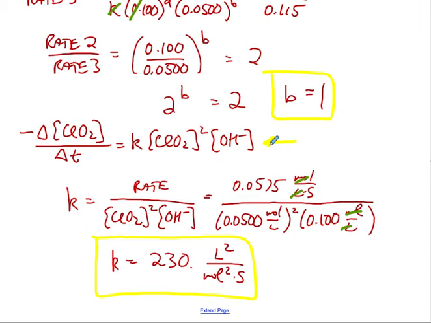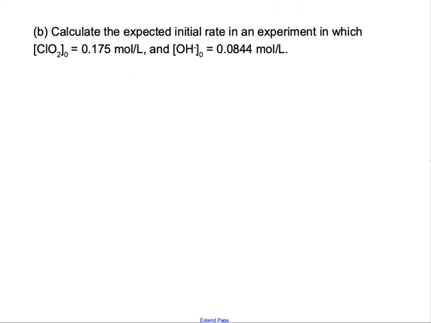Now, once you have the rate law and the numerical value of the rate constant, you can use it to calculate the instantaneous rate of reaction given any concentrations. Remember, the whole point of a rate law is it expresses the rate of reaction as a function of concentration. So I can actually calculate the expected initial rate when I'm given these concentrations. So I'll write out my rate law again.